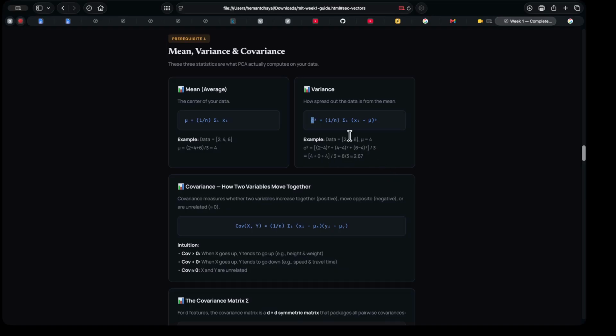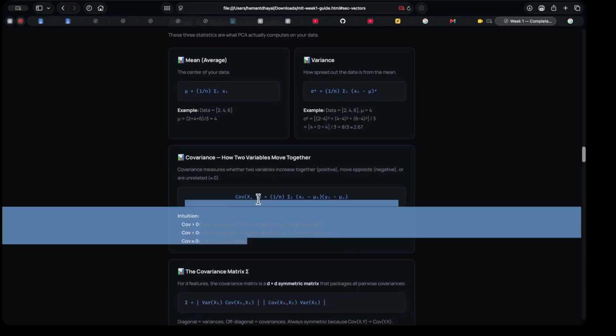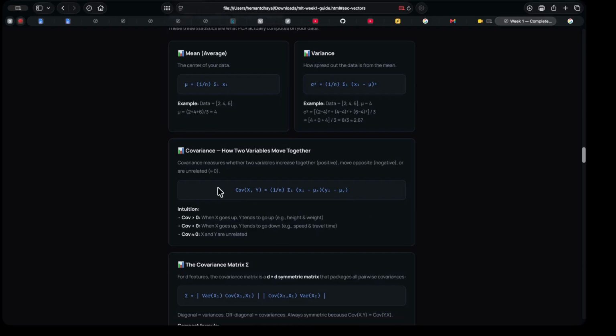So you have to remember the formulas for mean, variance and covariance. Covariance measures how two variables increase together, positive side, negative side. We will discuss this later, because now we are only dealing with a single feature, and next time we will have multiple features. So we will discuss that.